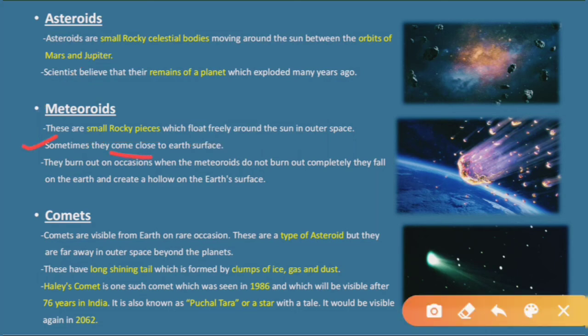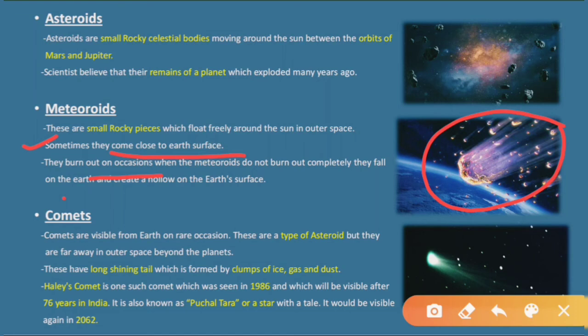Sometimes they come close to the earth surface. Meteoroids are the small rocky pieces, the stone or rocky pieces. Sometimes they come near to the earth surface. They burn out on occasions. Sometimes they burn out, as you can see in this picture. These are the burning pictures of meteoroids. These are small rocky pieces, but sometimes they burn. You can see the picture, it is burning. The meteoroids are burning. They burn out on occasion.